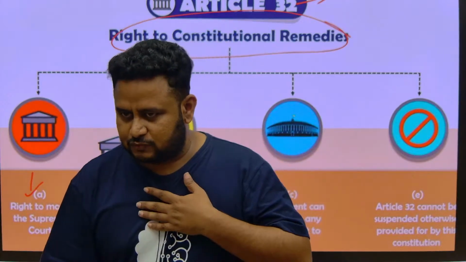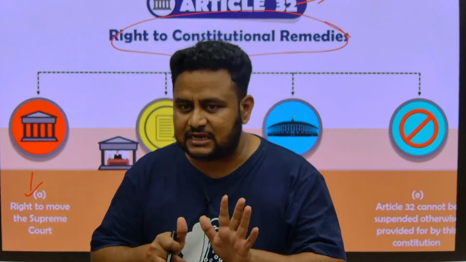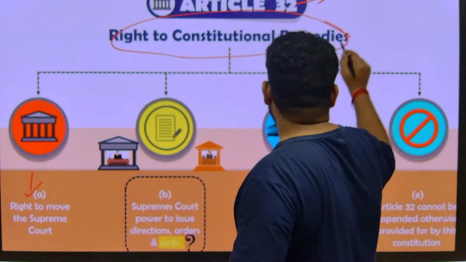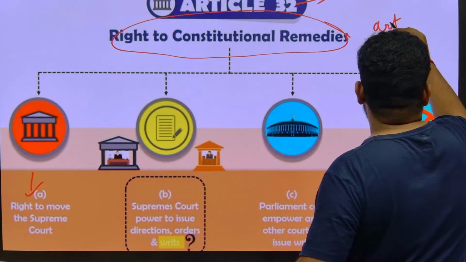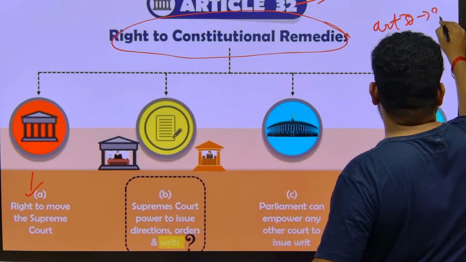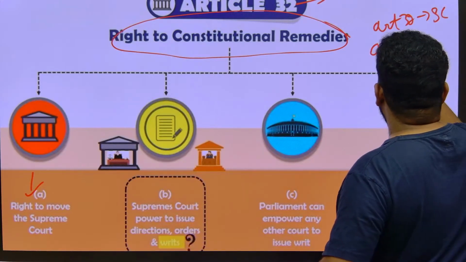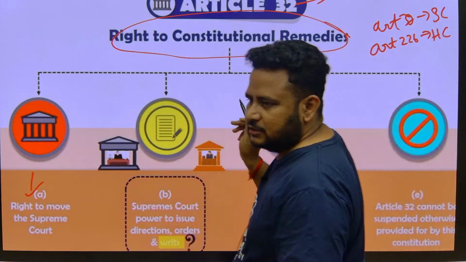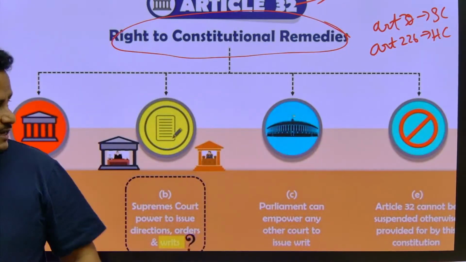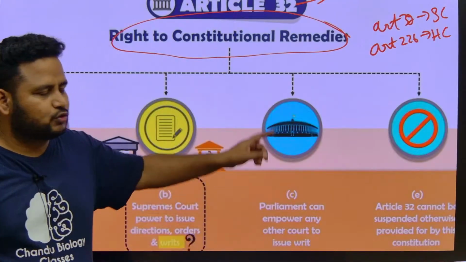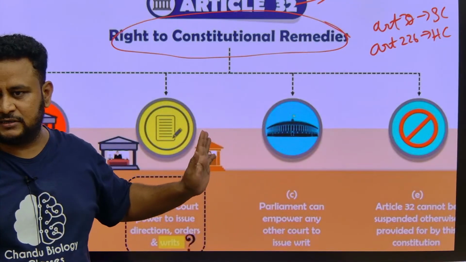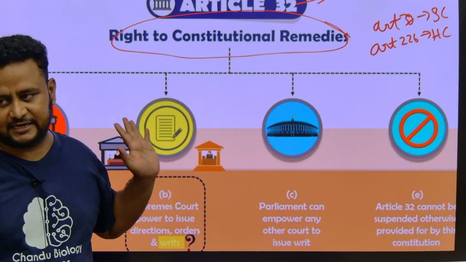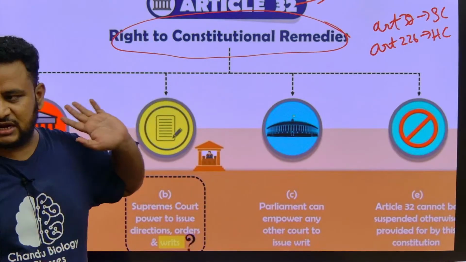Suppose you want to go to the Supreme Court, under which article? Article 32. Under Article 226 you will go to the High Court. Article 32, Supreme Court; Article 226, High Court. Got it? It is very important to remember these articles. That is the right to constitutional remedies.